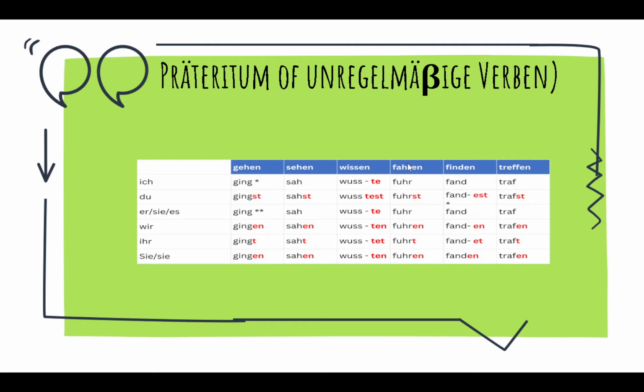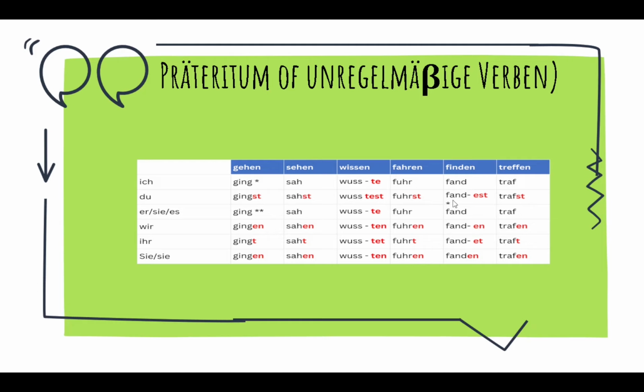Fahren is to go by vehicle. So ich fuhr, du fuhrst, sie es fuhr, wir fuhren, ihr fuhrt, sie fuhren. Okay? Then you have finden. Ich fand. Finden is to find.